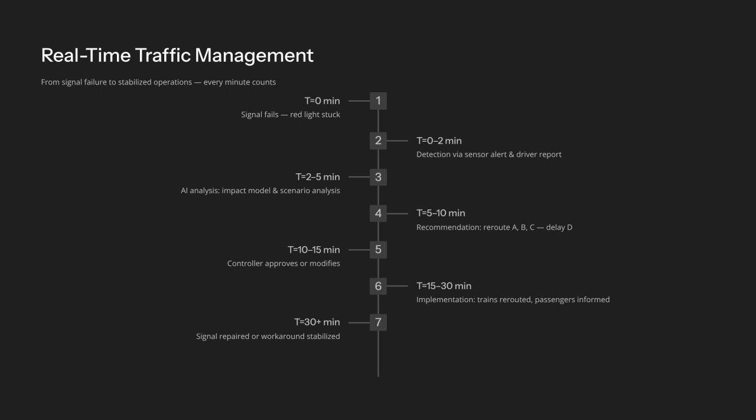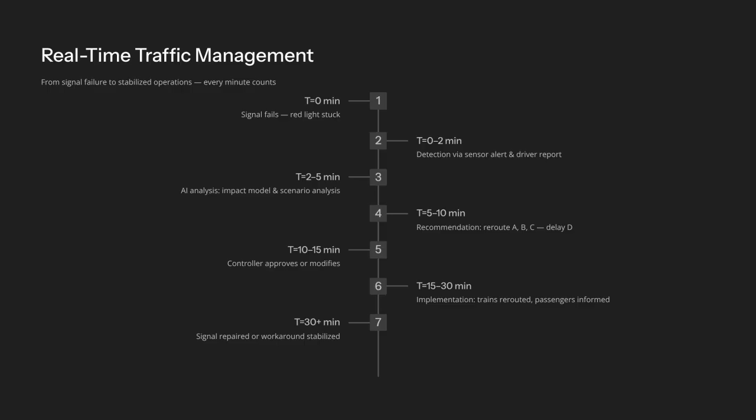Now let's look at the same scenario with AI in the loop. Sensors detect the problem automatically. We're talking seconds, not minutes. An AI impact model then predicts the effects across the network in around 30 seconds. AI scenario analysis evaluates 10 or more possible response actions and their likely outcomes in around 2 minutes. And then a recommendation surfaces. Something like reroute services A, B, and C to the loop line, delay service D by 20 minutes, cancel service E, and offer passenger alternatives on routes X, Y, and Z.